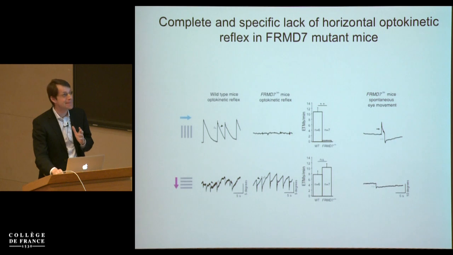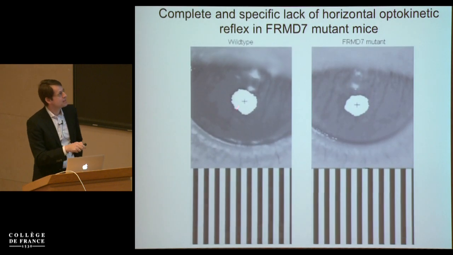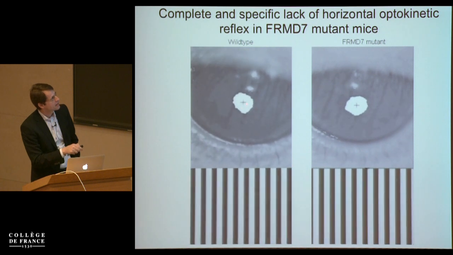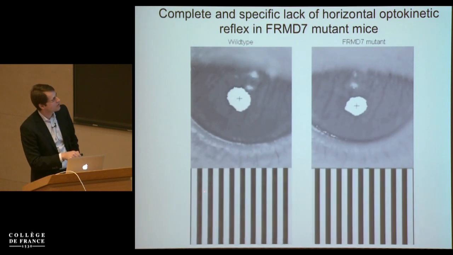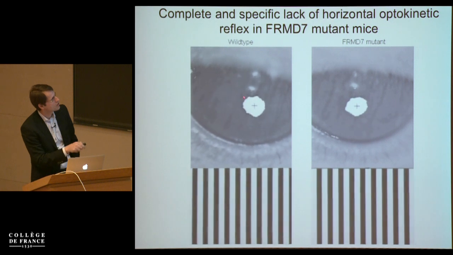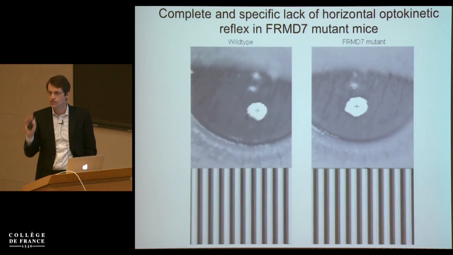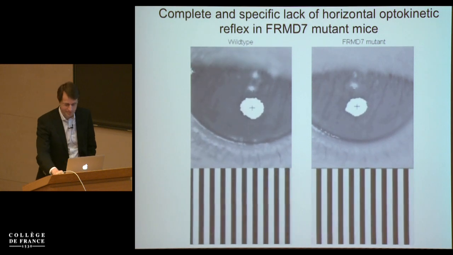Just to show you how amazing the phenotype is, this is a normal mouse following the trees. See how when I reverse the direction, it just follows the other way. And this mutant has absolutely zero follow. It just stares ahead. OK.